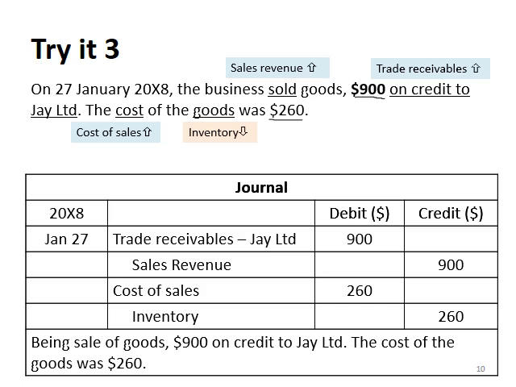In this case, we have two debits as well as two credits. And the second point to note is that our total debits is actually $1,160. It is actually the same as our total credits, which is $1,160. Please remember to write the narrative. Being sale of goods, $900 on credit to J Limited, the cost of the goods was $260.